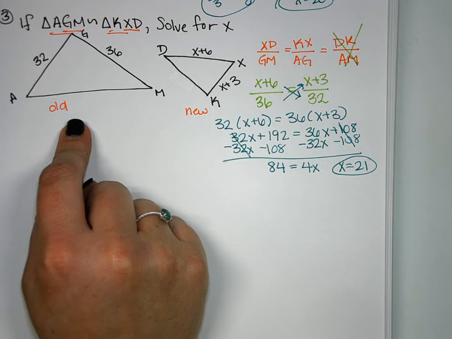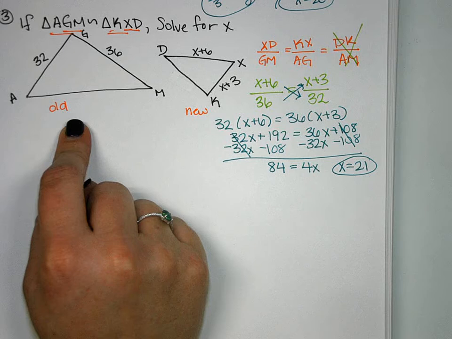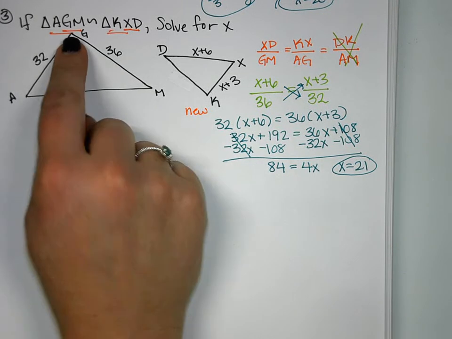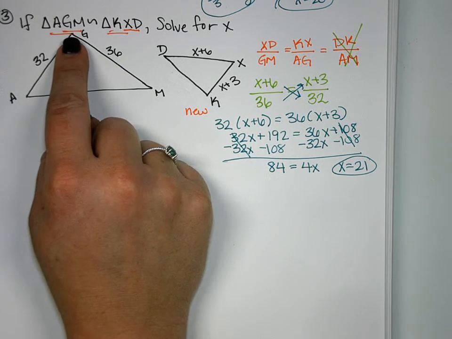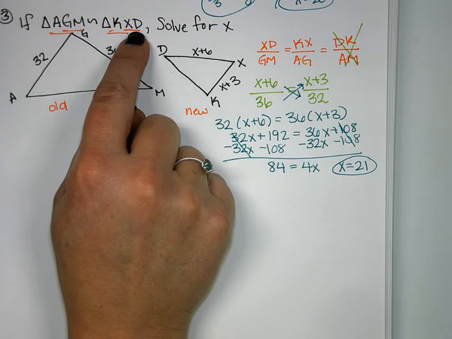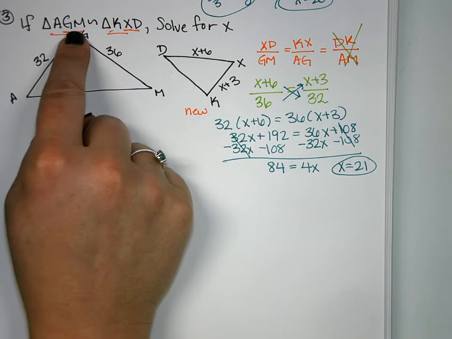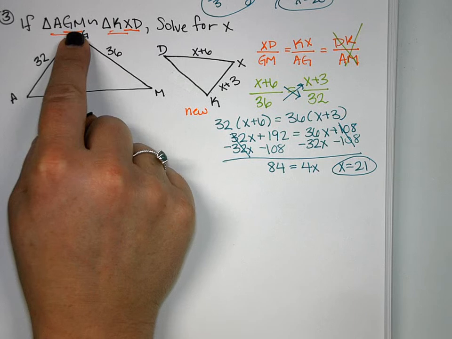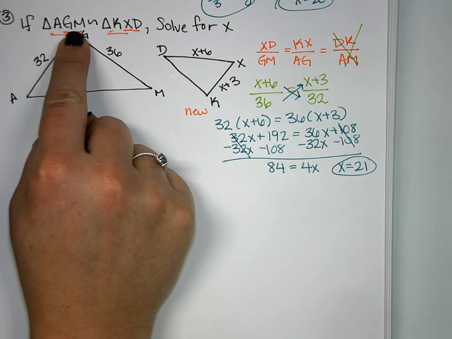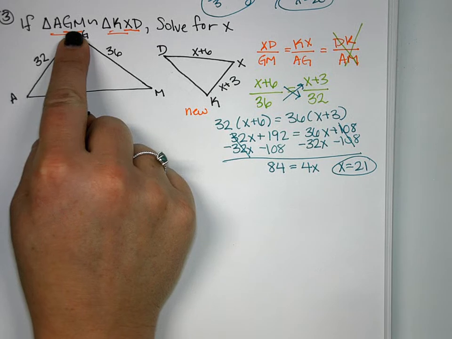If I can't tell by looking at it, I can go up to my statement. So XD was the last two letters. It has to match up with the last two letters. So that's how I knew it was going to be GM. And it's just like we did with congruence statements, same way. I see. Okay? And so then we just did it for each one.